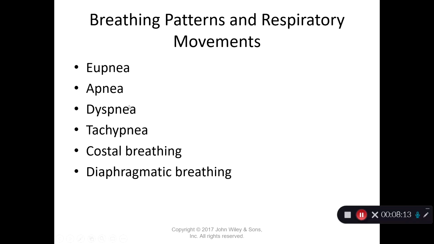With dyspnea, it's just like a dystopia. It's difficult, it's awful. A dystopia is an awful place to be in. Dyspnea is difficult breathing.